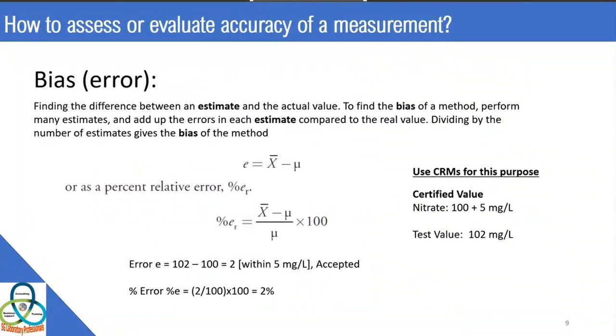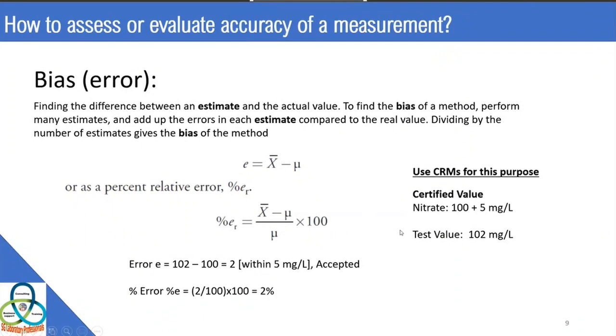The second approach is bias, the error. Error basically is finding the difference between an estimate and the actual value. Whenever we do a bias study of a method, to calculate the error, you take the mean value and subtract the certified value from it. This difference is the error. It can also be reported as a percentage error, in which case you multiply this by 100.